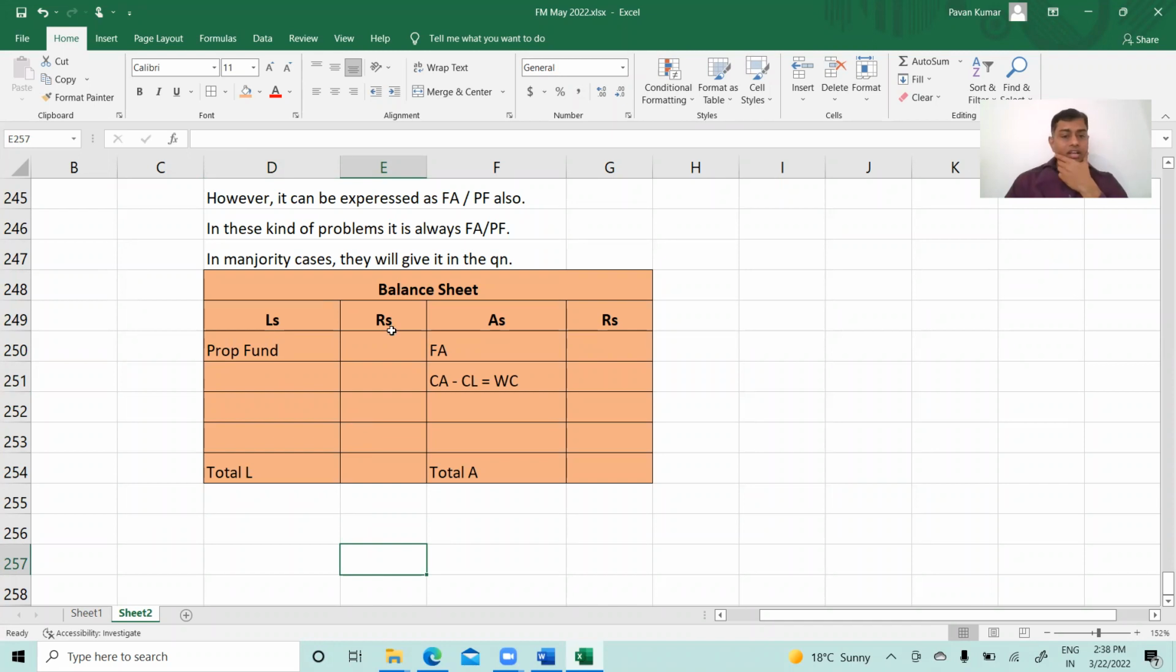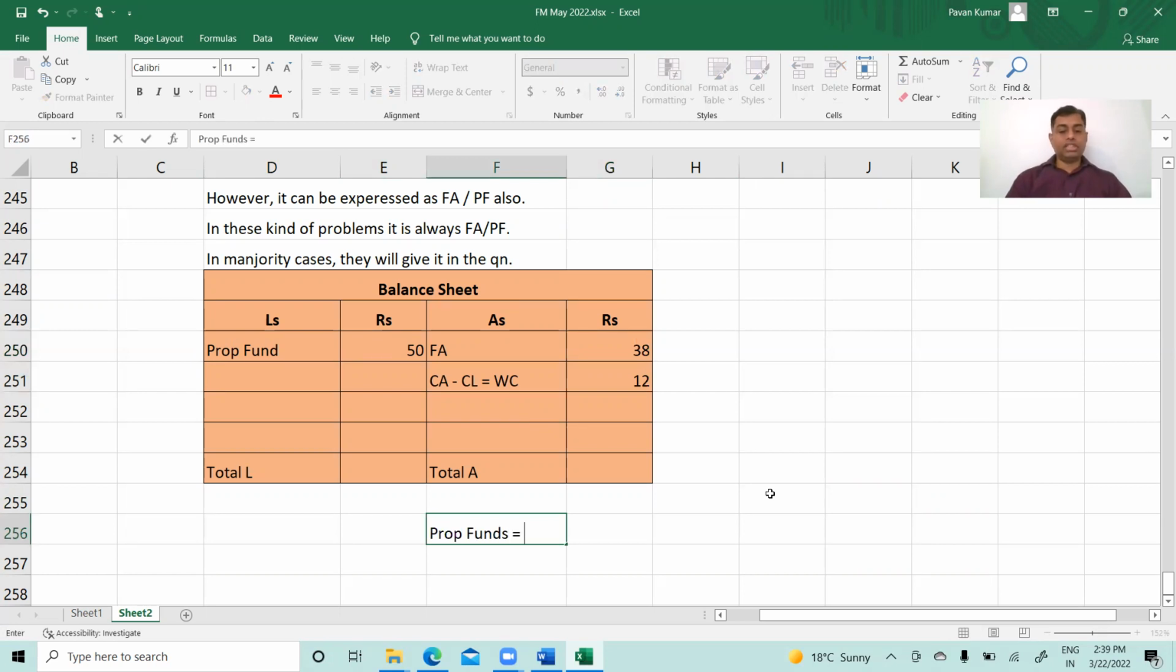Very good. Dharani, if this is 100 rupees, and if this is 80, can you tell me what is working capital? 20 rupees. Very good. Correct. If this is 25 and this is 4, how much this will be? 21. Okay. If this is 50, this is 12, how much this will be? 38. Can I say proprietor funds is equal to fixed assets plus working capital? Yes, sir. Do you agree with me?